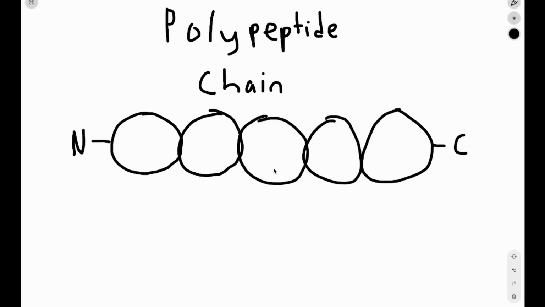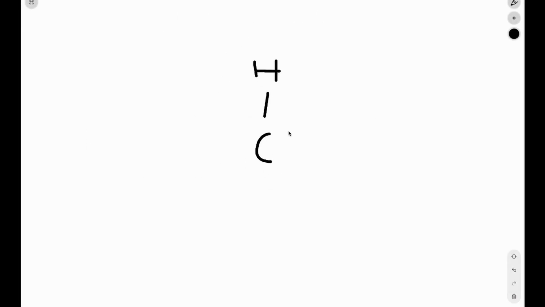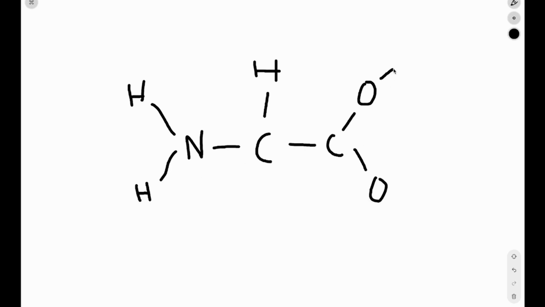But before we get to that, let's talk about the structure of amino acids. Here is an amino acid that I've sketched out. The amino acid has an R group, which is what makes every amino acid unique, and its backbone, which is the rest of the sketch. The backbone has an amine group, a carboxyl group, and a single hydrogen over here.